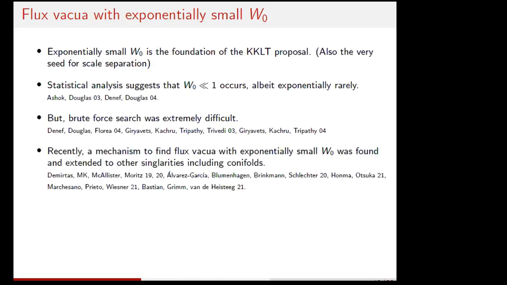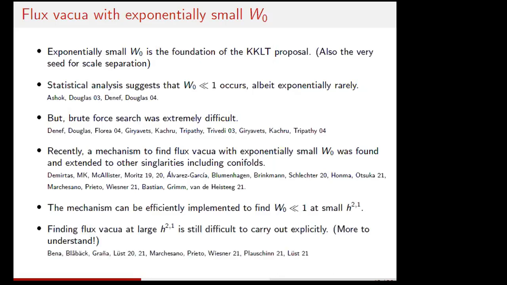But by now, we have a mechanism to find flux vacua with exponentially small W0. This mechanism was applied to many explicit examples, and extended to many other singularities, even including conical singularities. So if you want to find similar W0 with some KS throats attached to the Calabi-Yau, you can totally do that. And this mechanism can be efficiently implemented to find exponentially small W0 at small h1, but still finding flux vacua at large h1 is technically challenging, and we're not going to touch that issue today.